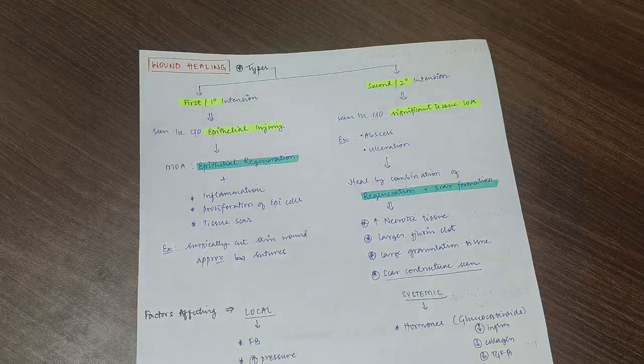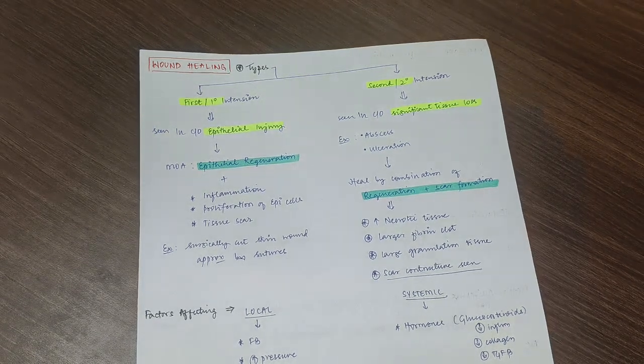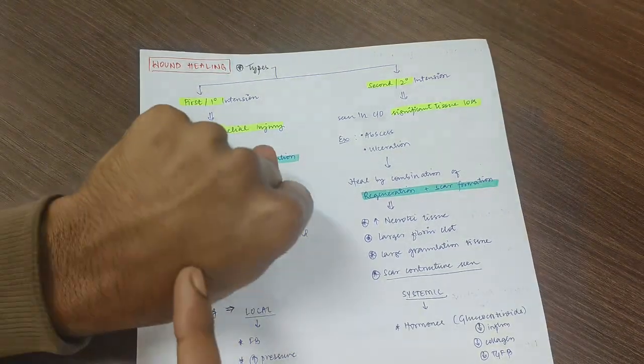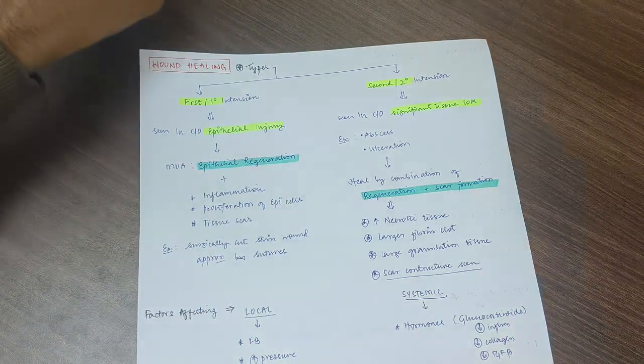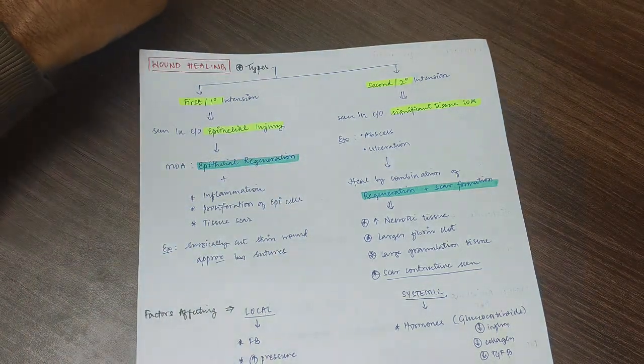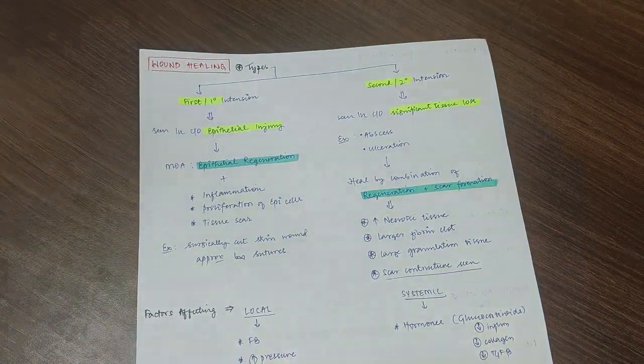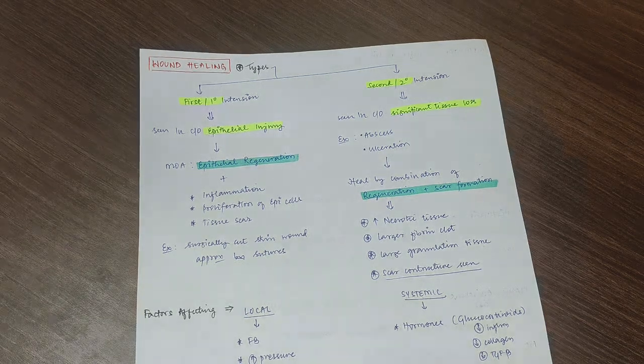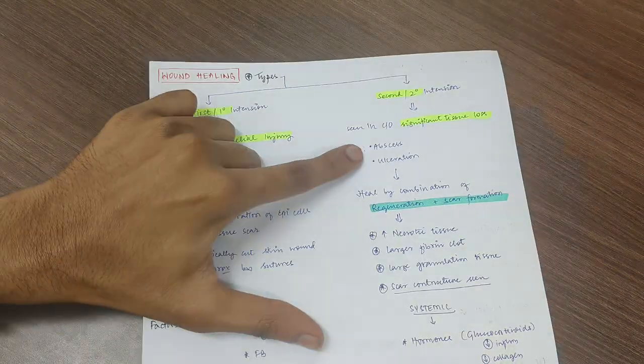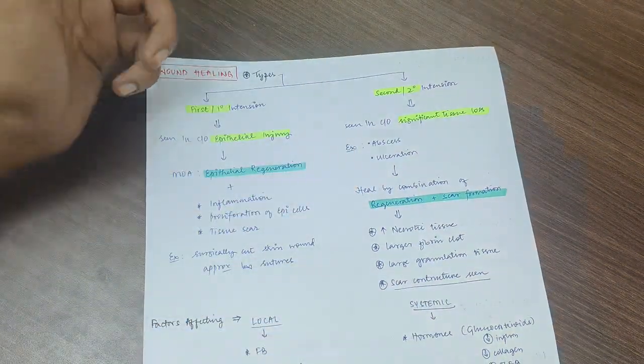What is the example? Example is a surgically cut wound. You are going to cut the wound and suture it, and that particular example is seen in case of primary intention healing. Secondary intention, what is the example? Like abscess or ulceration which has led to tissue loss.